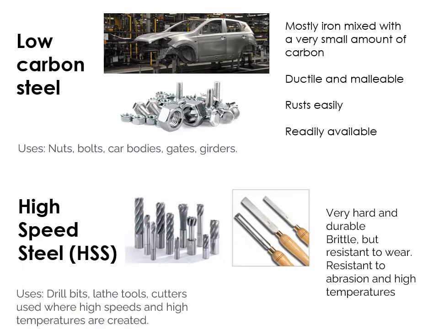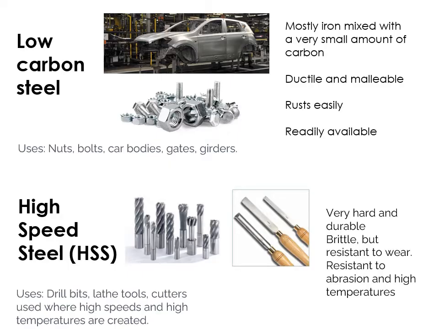Next one. This one is called high-speed steel. Now, the clue is in the name. This steel is used for things like drill bits or lathe tools, anything that needs to spin or is going to touch something that is spinning at a very, very high speed. So lots of you have used the metal lathe with Mr. Johnson doing your different projects. Those tools will be made from high-speed steel.